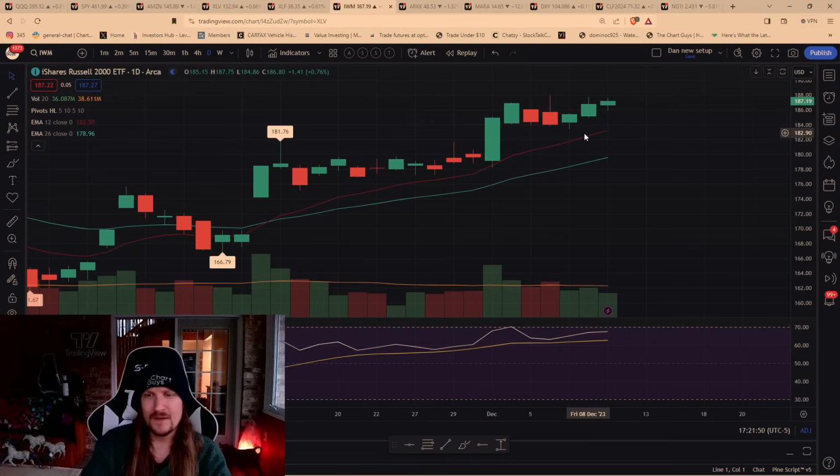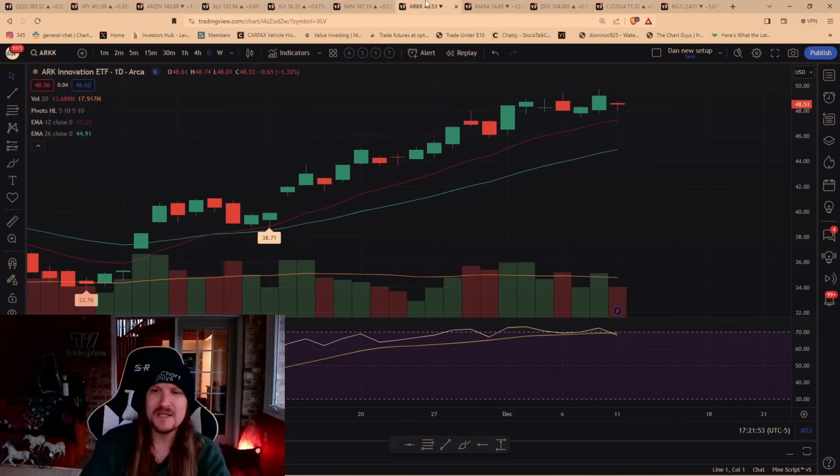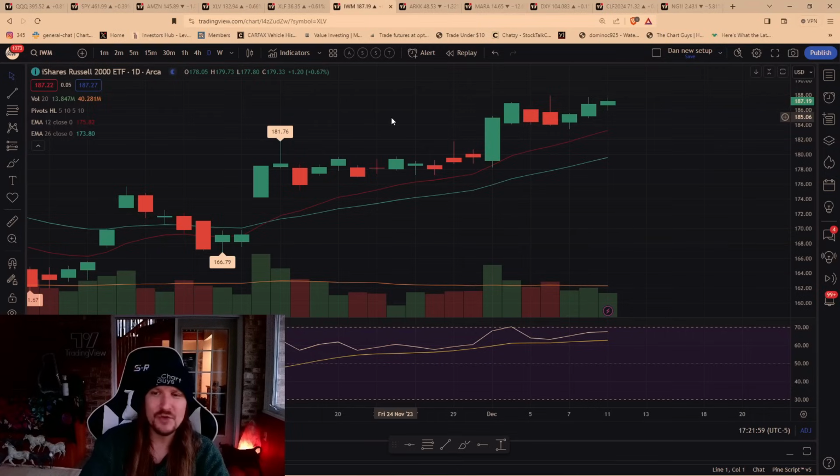IWM didn't do much today. Inside bar, growth names didn't do much today. ARKK did sell off a bit. So we weren't rotating into growth names, but still maintaining the daily uptrend for now.